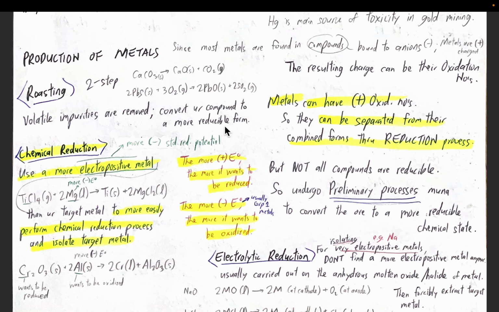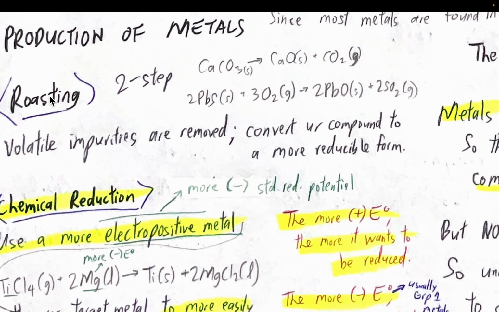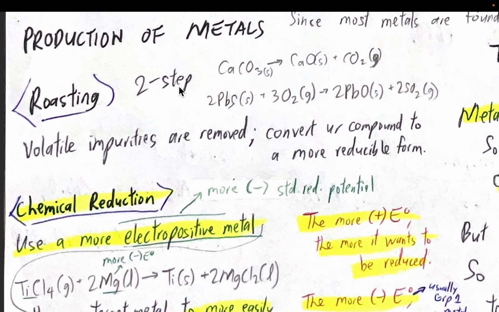Where do we start? Let's start with roasting. So this is a two-step process. Volatile impurities are removed and you convert your compound to a more reducible form.